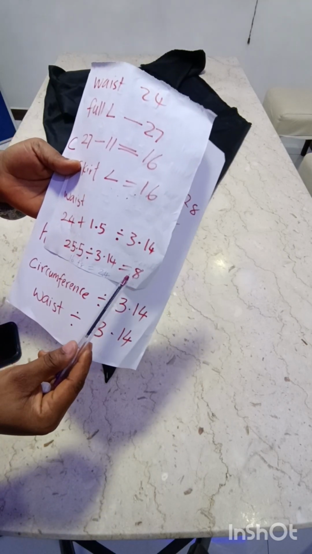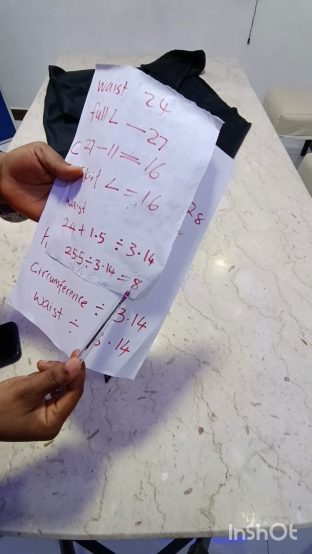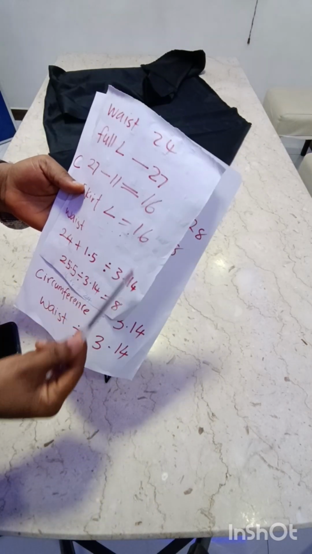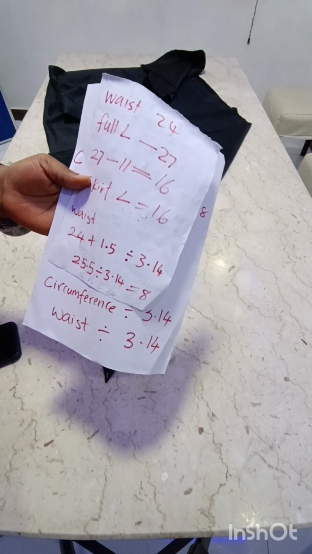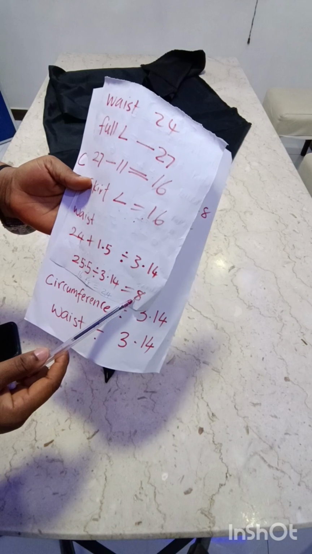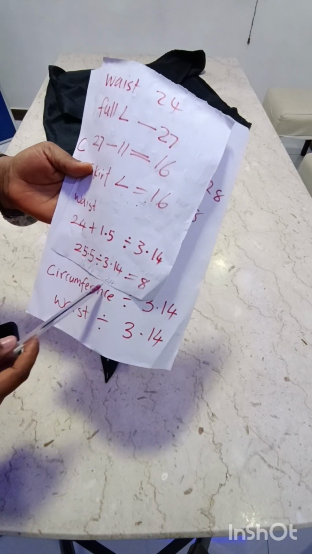Now, this radius we got, we use the formula to get this radius. You are going to take this radius and add it to the length of the skirt to help you know the length you will be needing and the amount of fabric you will be needing. So when we added the 8 inches radius to the skirt length, we got 24.